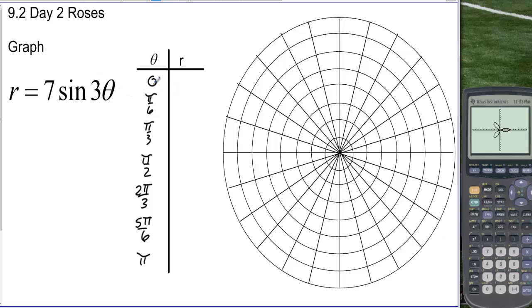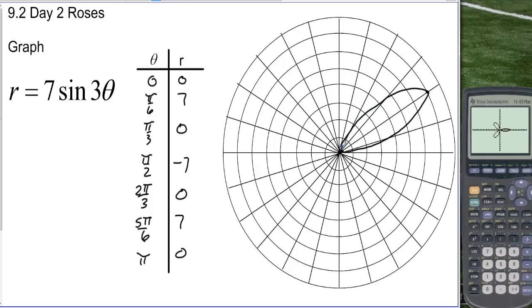So the sine of 0 is 0, so we start at 0 this time. Sine of pi over 2 is 1, so it goes 7. Then we have 0, negative 7, 0, 7, and then 0. We're back to 0. It finishes at pi. So we start at 0 with 0, and then at pi over 6, we're at 7. So here's pi over 6. 1, 2, 3, 4, 5, 6, 7 right there. So it's going to curve to that point right there. So we have 0, 7, then back to 0. So at pi over 3, we're back to 0.